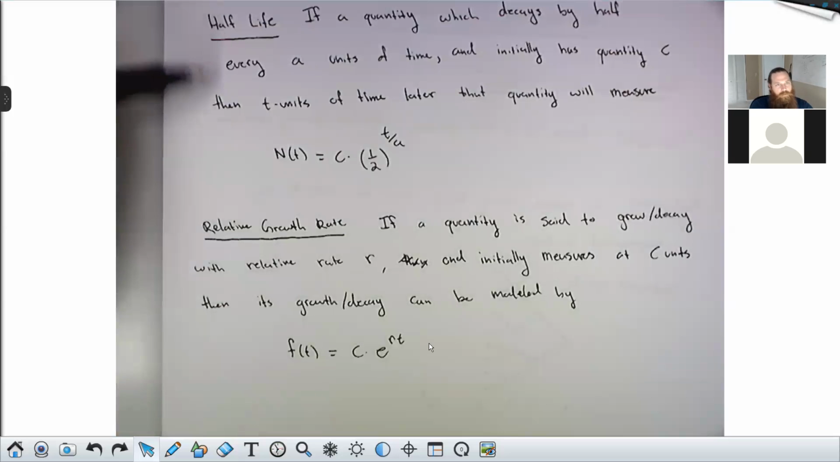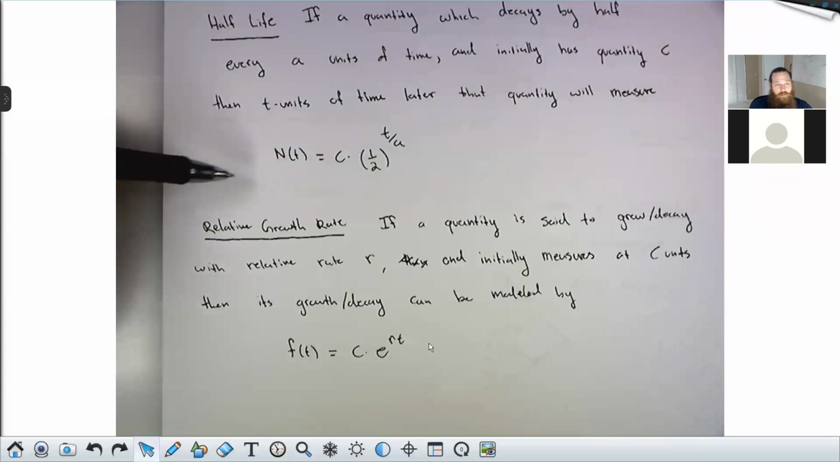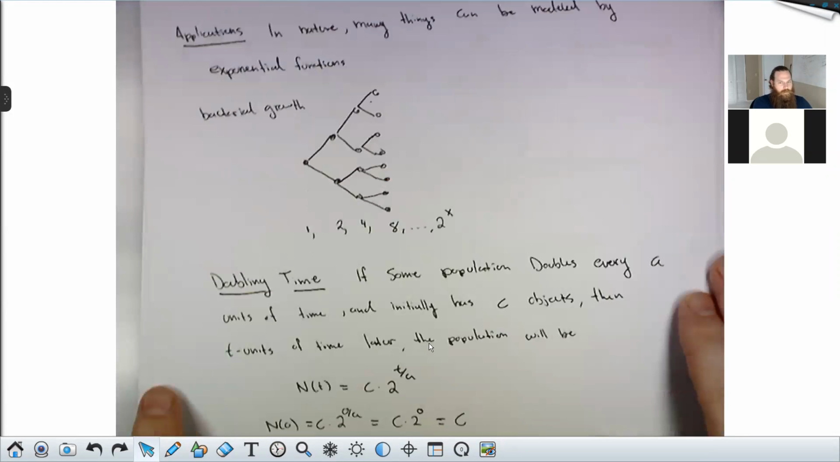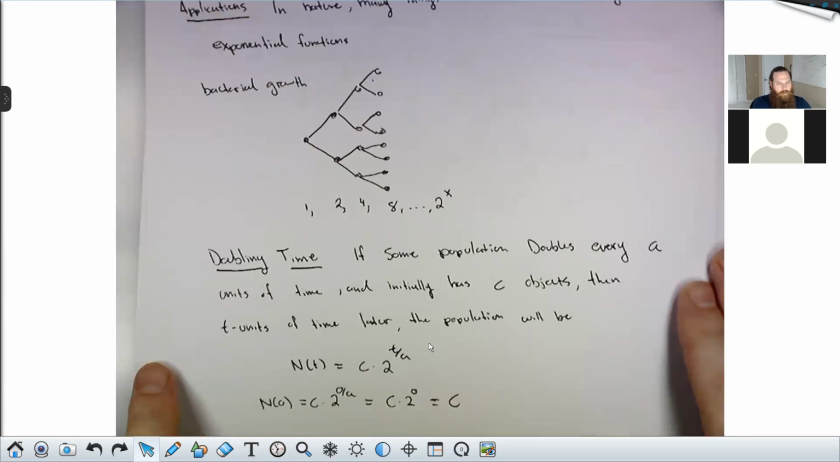If you're in a situation where the thing you're measuring gets chopped in half every so many units of time, then you're going to use the half-life model. And if you're in a situation where the thing you're measuring doubles every so often, then you will use the doubling time model.